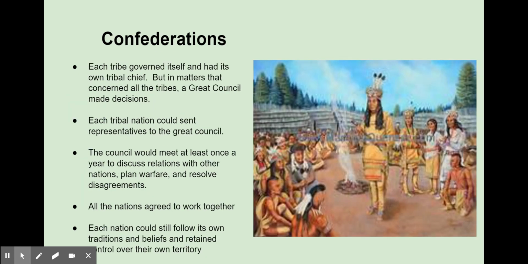While each tribe had its own chieftain and governed itself, the Eastern Woodland tribal nations organized a great council to make decisions about matters that concerned all tribes. The great councils met at least once a year to resolve disagreements, discuss relations with other nations, and sometimes plan warfare. The great councils gave the tribal nations a way to solve problems and also helped them unite against common enemies. Being part of the Great Council still allowed each nation to retain control over their own territory.